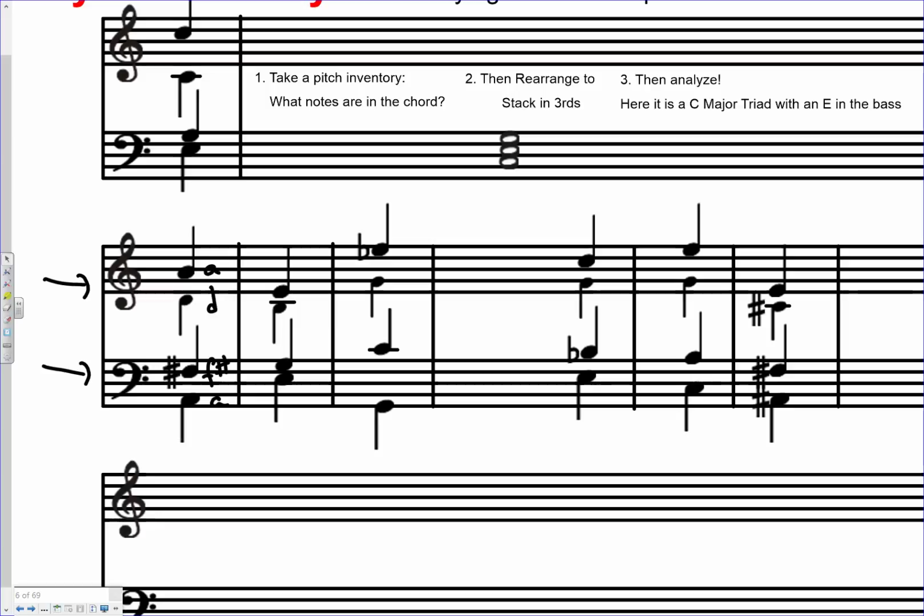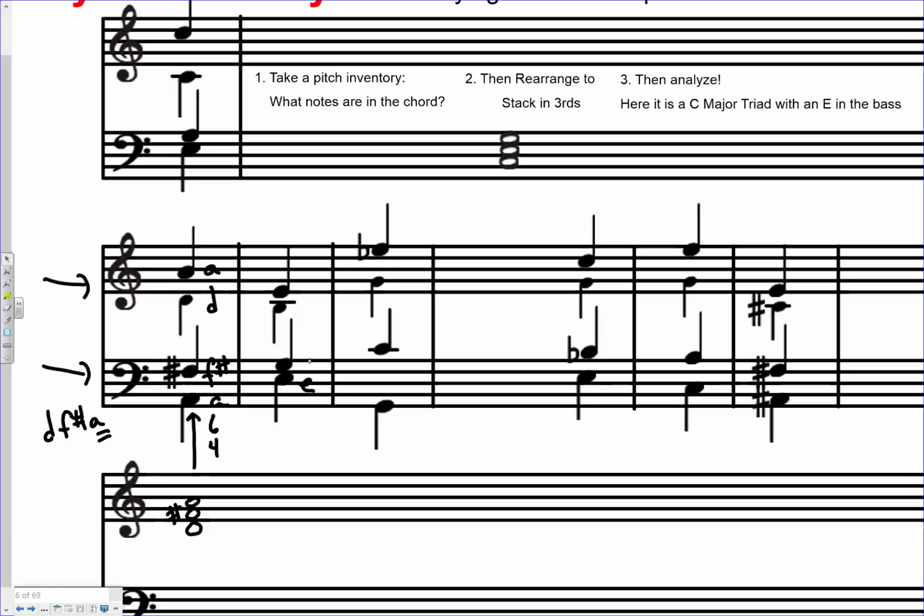A, F sharp, D, A. If we rearrange those into two superimposed thirds, we realize that our triad is D, F sharp, A. So let's go down here and build our triad for the first chord. Then we can analyze it and realize that the A, or the fifth, of that triad is in the bass. So this is actually in second inversion. That's a 6/4.